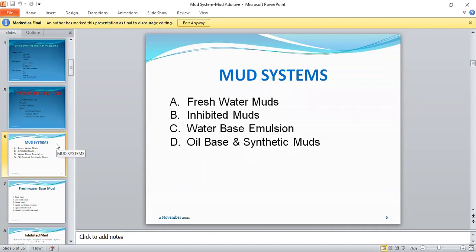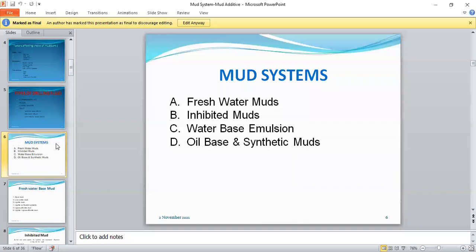All right, I talked about fresh water. So we use potable water for this purpose, potable water to drill. It could be bentonite plus fresh water plus caustic soda, soda ash, viscosifiers, weighting materials, and the rest.